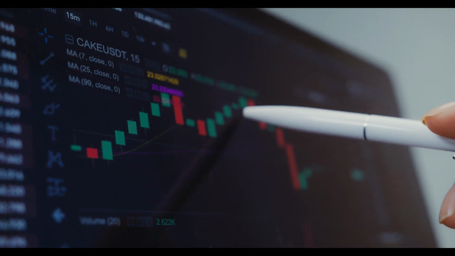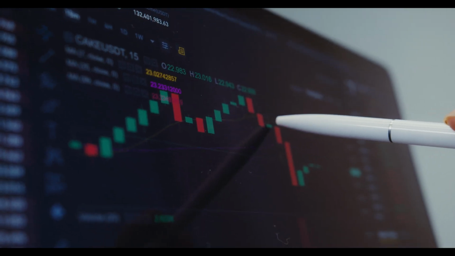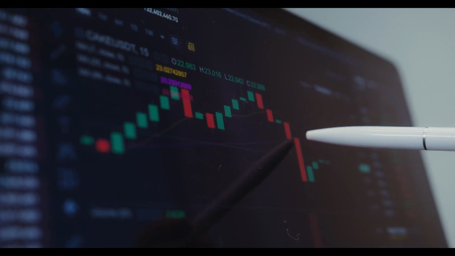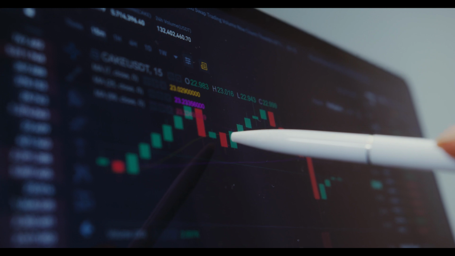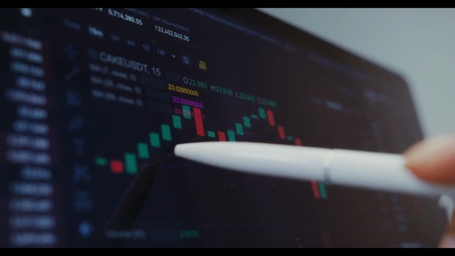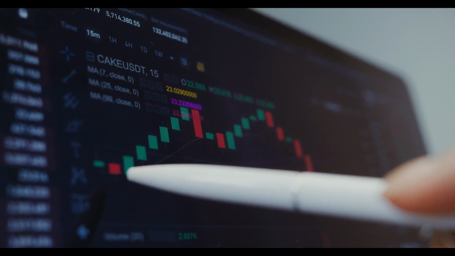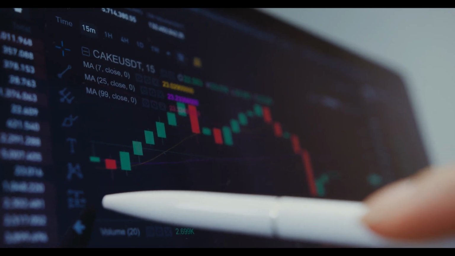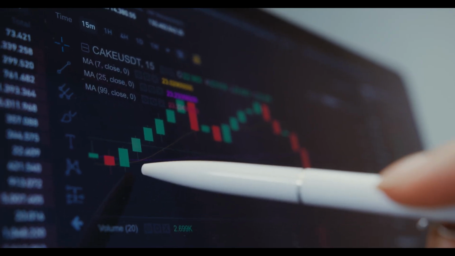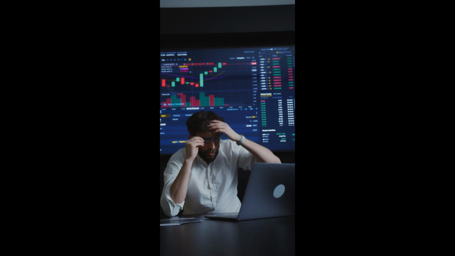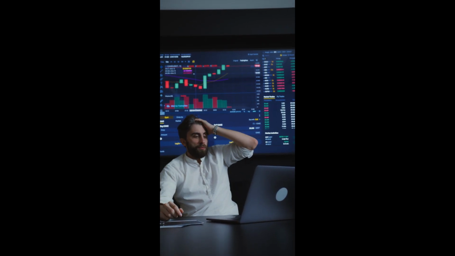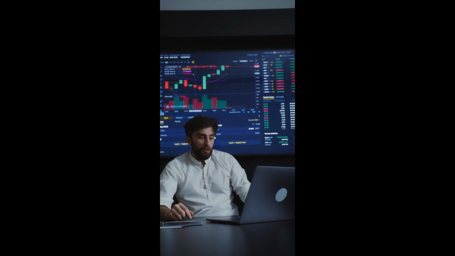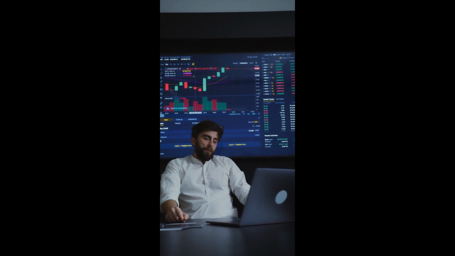A low PE ratio, say 8, 10, or 12, means the stock is cheap relative to its earnings. This could mean the company is undervalued and a bargain. Or it could mean the market expects the company's earnings to fall. Low PE is not automatically good. High PE is not automatically bad. Context is everything.